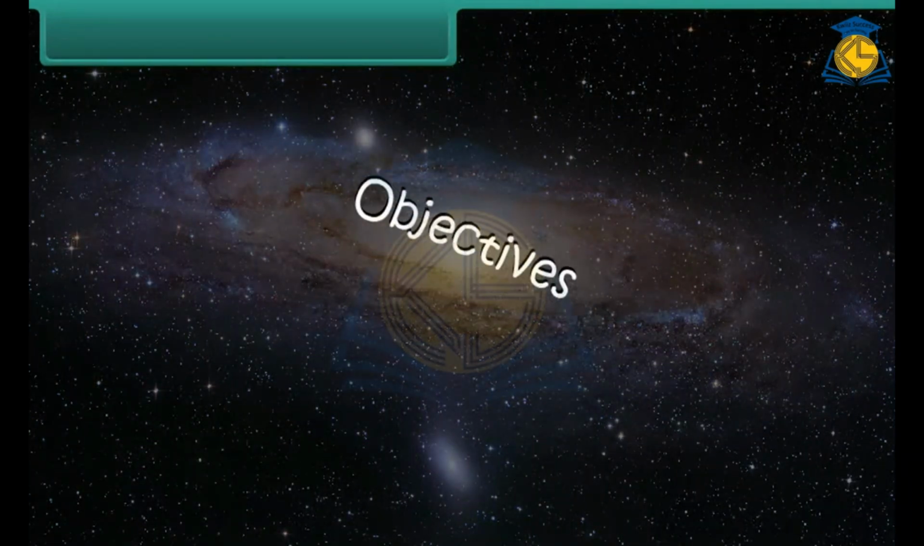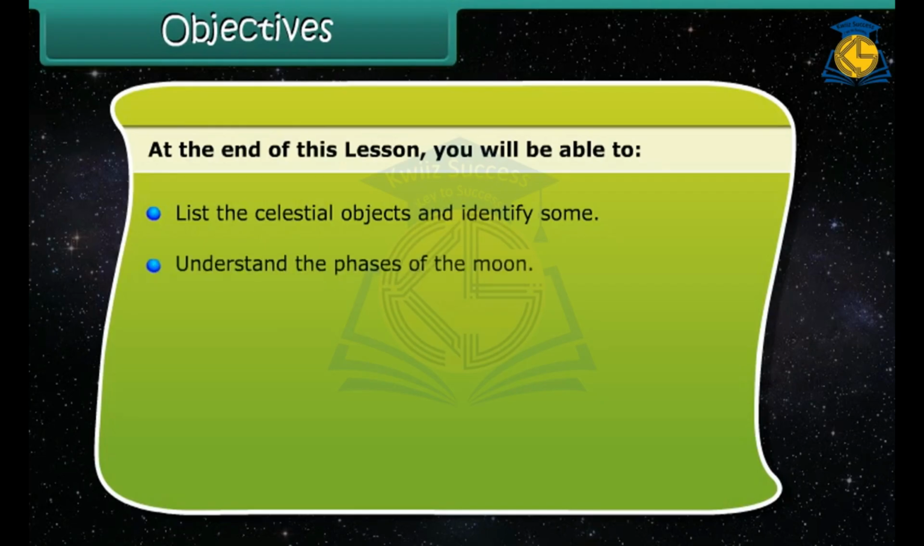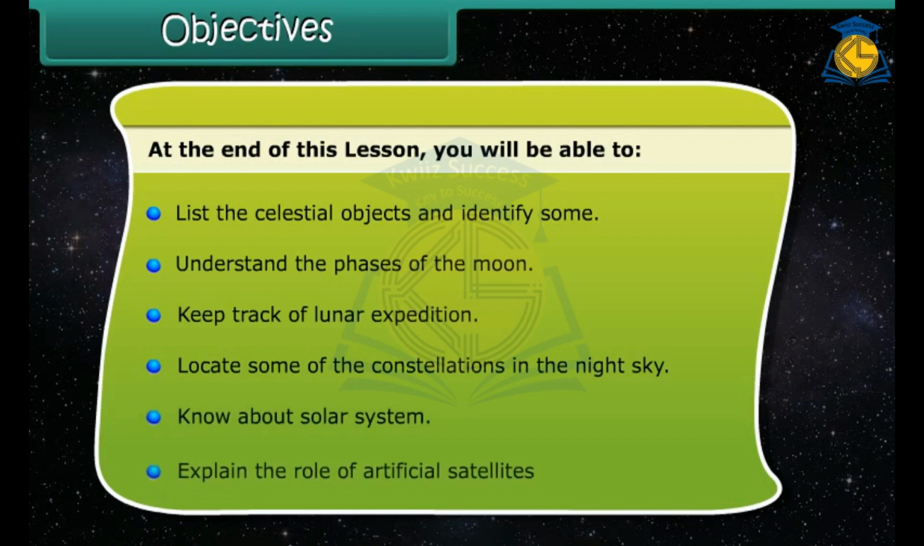Objectives. At the end of this lesson, you'll be able to list the celestial objects and identify some, understand the phases of the moon, keep track of lunar expeditions, locate some of the constellations in the night sky, know about the solar system, and explain the role of artificial satellites.